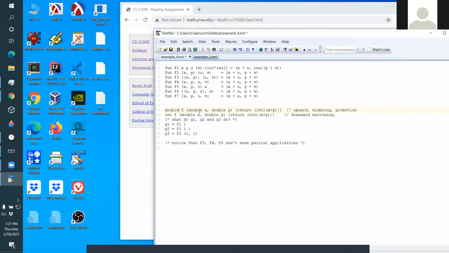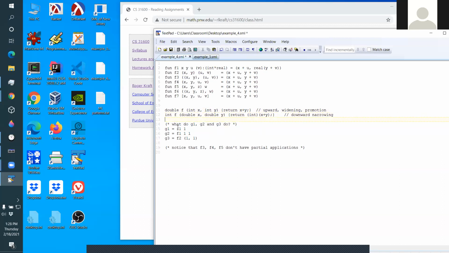Okay, the one that went double, int, and returned. Well, you don't need the cast in this case. That one is upward, widening, promotion. Okay, this other one, which is going where you have to force the cast, that's called downward or narrowing.